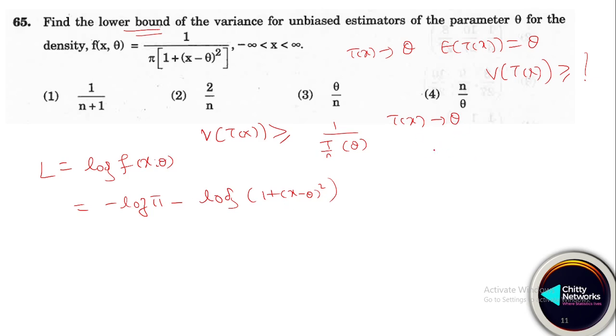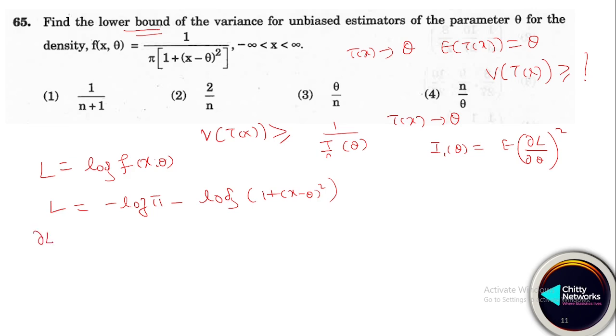What is the formula for Fisher information? I1 of theta, the Fisher information for one sample, is the expectation of (dou L by dou theta) whole square. You have to differentiate this L with respect to theta, then take the square of that, and then take the expectation.